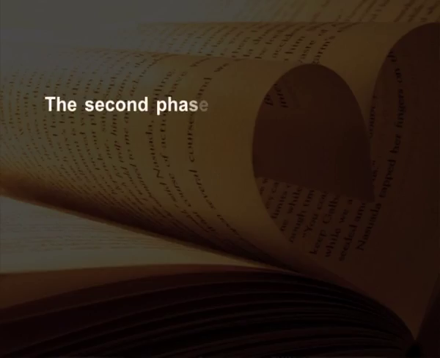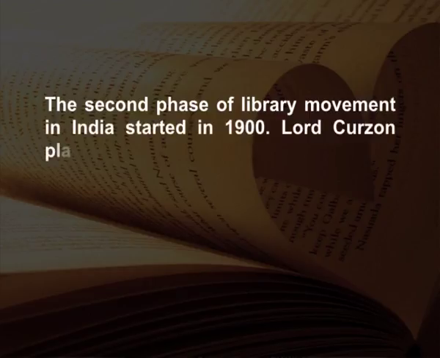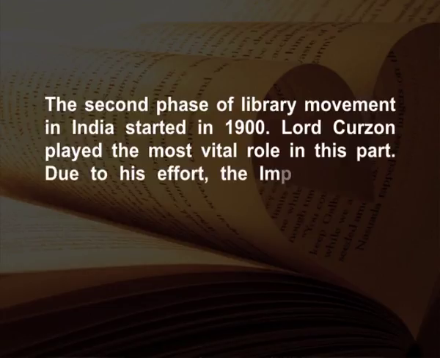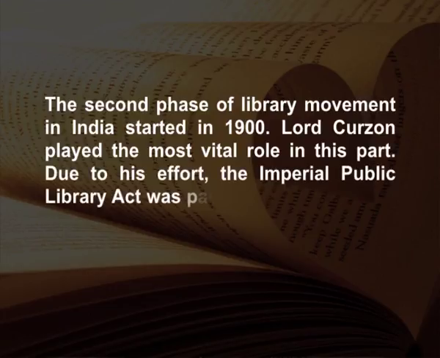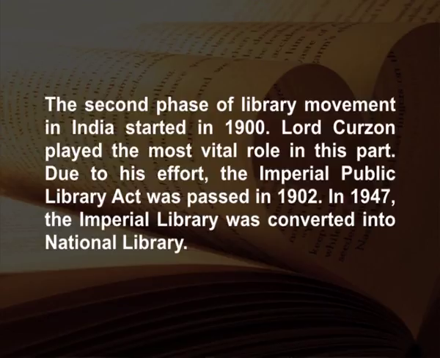The second phase of library movement in India started in 1900. Lord Curzon played the most vital role in this part. Due to his effort, the Imperial Public Library Act was passed in 1902. In 1947, the Imperial Library was converted into National Library. After so many years, in 1976, another National Library of India Act was passed to provide administration of the National Library and certain other connected matters.